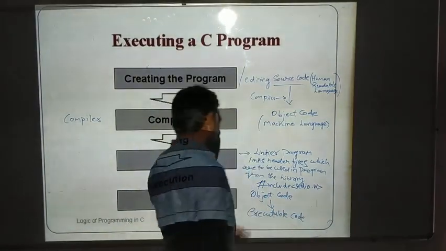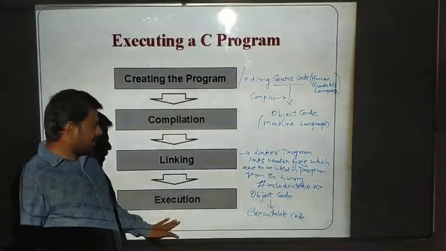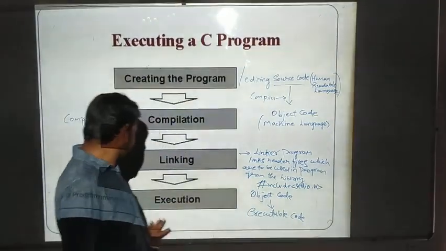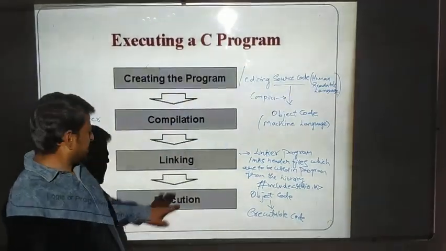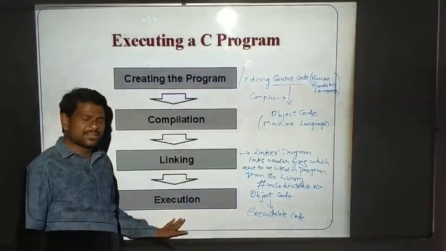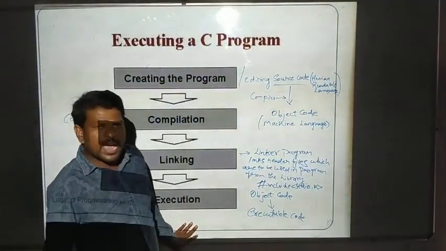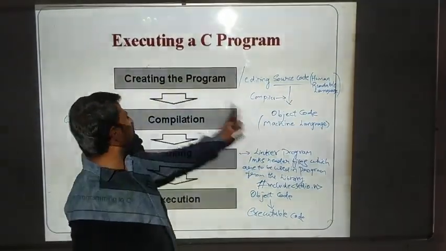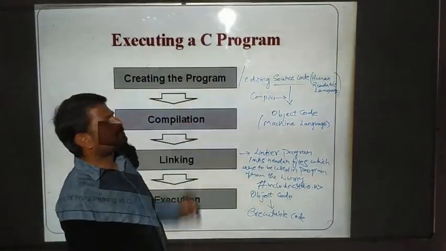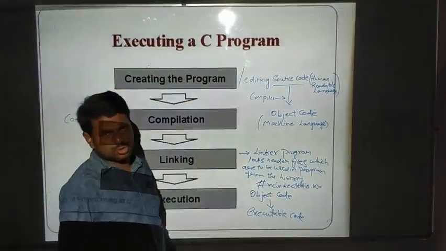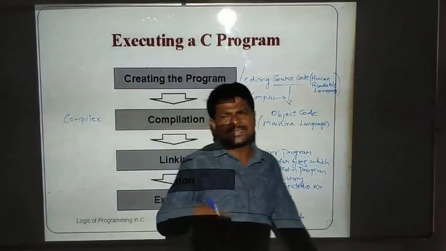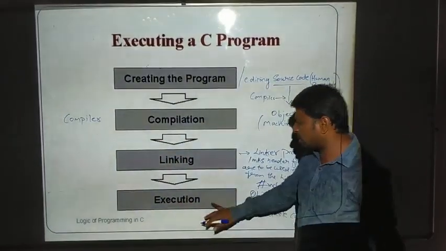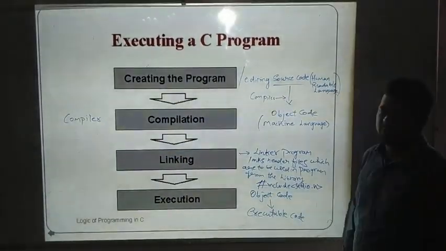Okay. If there are any errors, here we will see logical errors in the execution step. If there are any errors, again we have to go to editing the source code program. If everything is clear, meaning there are no errors, what will happen? The program will be executed.